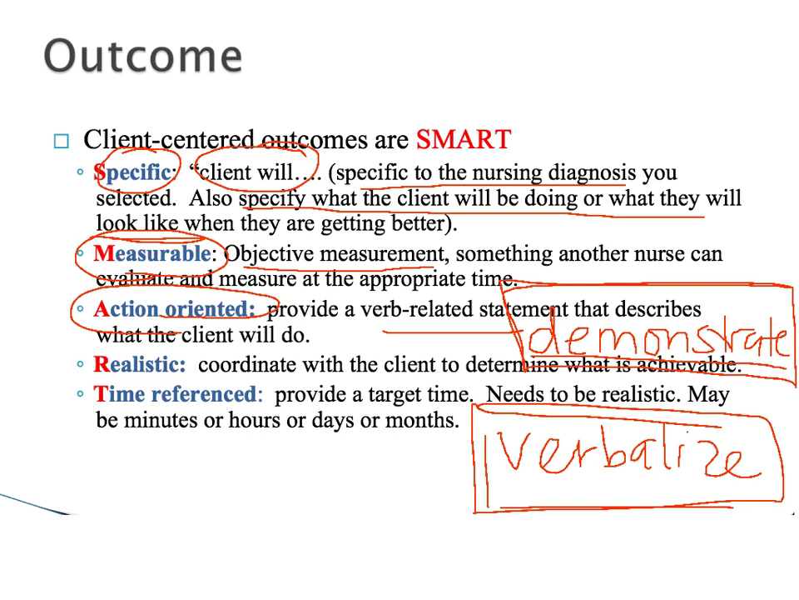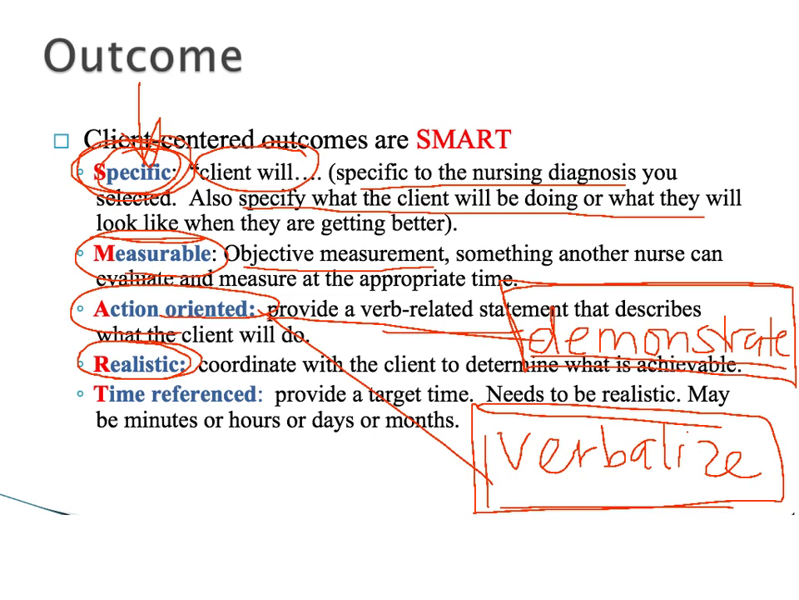This whole thing that I'm talking about right now, that they're going to demonstrate going to church or they're going to verbalize going to church, that kind of outcome would be specific to a spirituality nursing diagnosis. It wouldn't be specific to a diagnosis of fluid volume deficit. I'm just using that as an example of when I've seen students get in trouble with how they write their outcome statements. So action-oriented words are typically either demonstrate or verbalize, but make sure that your outcome is still specific to the nursing diagnosis that you're writing. Okay?